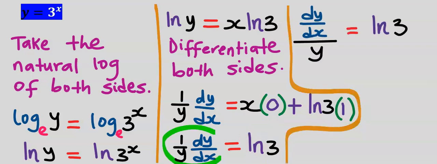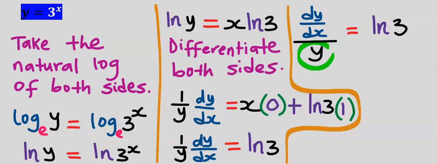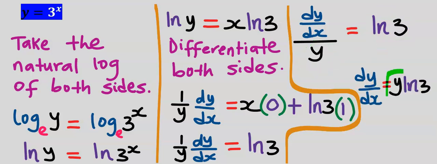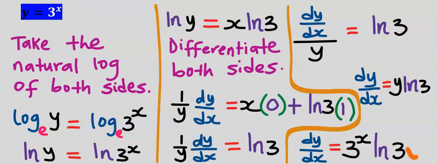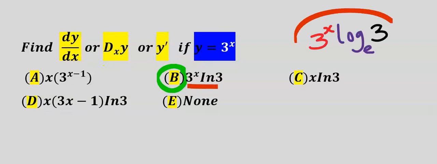Next, I can rewrite this to become this. Both are the same. dy dx is an entity. Next, I will take y across the equal sign to multiply the natural log of 3. Next, we are going to replace the value of y from the given question. Replacing the value of y, this is our dy dx. From the options, our answer is B. Remember that this option is the same as this.